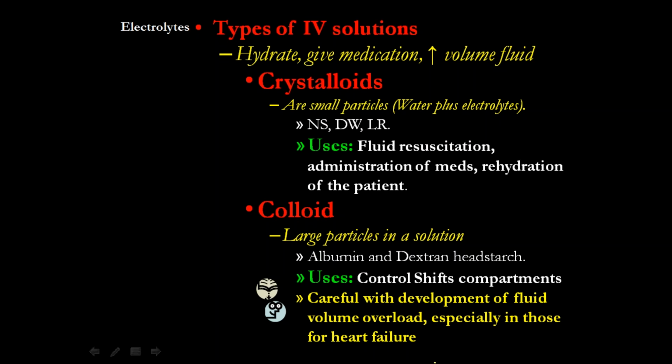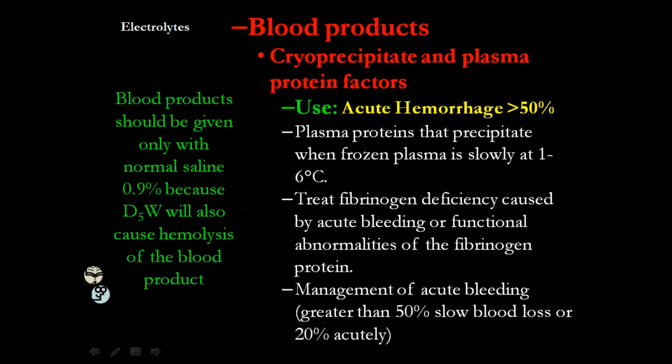Colloids are large particles in solution. For example, we have albumin, dextran, and hetastarch, but mostly we use albumin. What does albumin do? Albumin is going to retain water. You know, it's a protein that retains water. So you need to be careful with the development of fluid volume overload, especially in those patients in whom we don't want to have overload volume in the circulatory system, like heart failure.